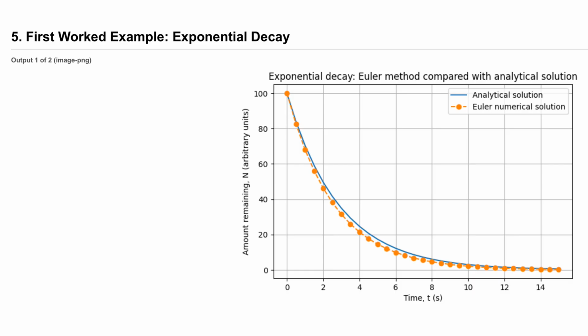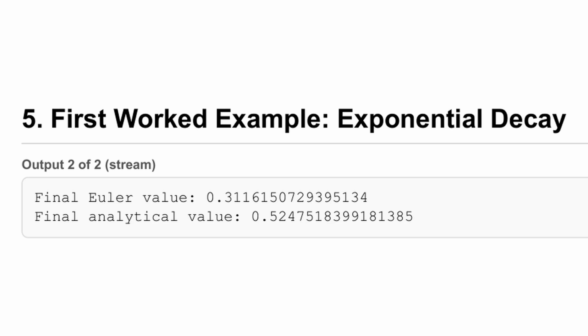The resulting plot shows the classic exponential decay curve. You can see that our orange Euler points follow the general trend of the blue analytical line, but they slightly diverge from the exact solution as time advances. The printed output confirms this discrepancy numerically.